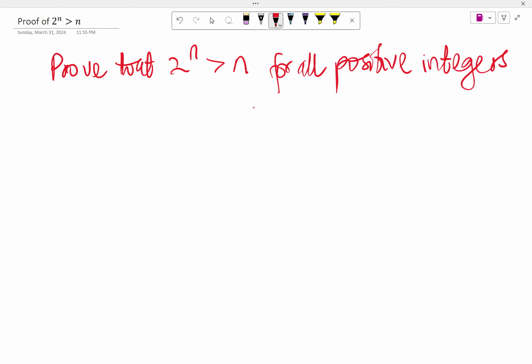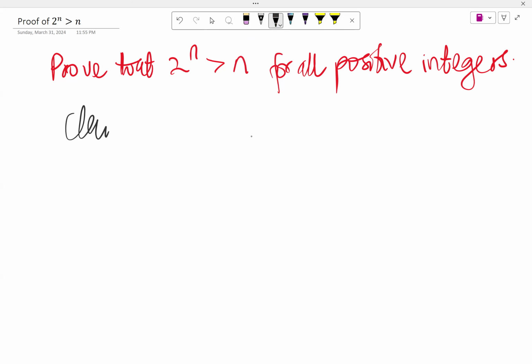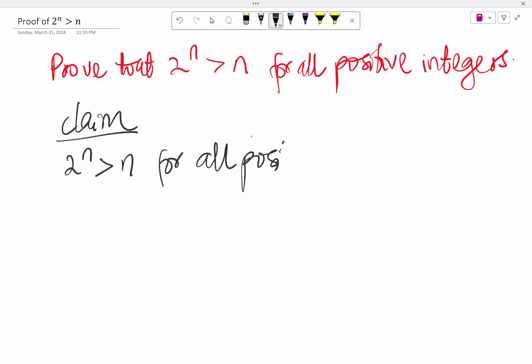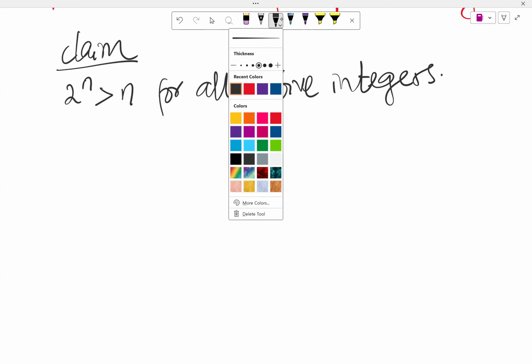Okay, now, just like I already established, it is good to follow a procedure here. First of all, we have to state the claim. The claim here is that 2 raised to power n is greater than n for all positive integers. That is the claim. And then the next thing to do is to work out the base step.